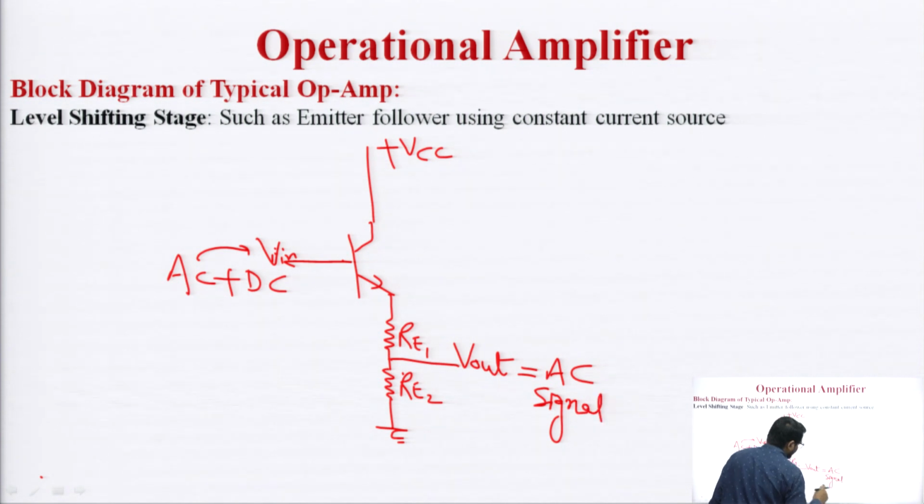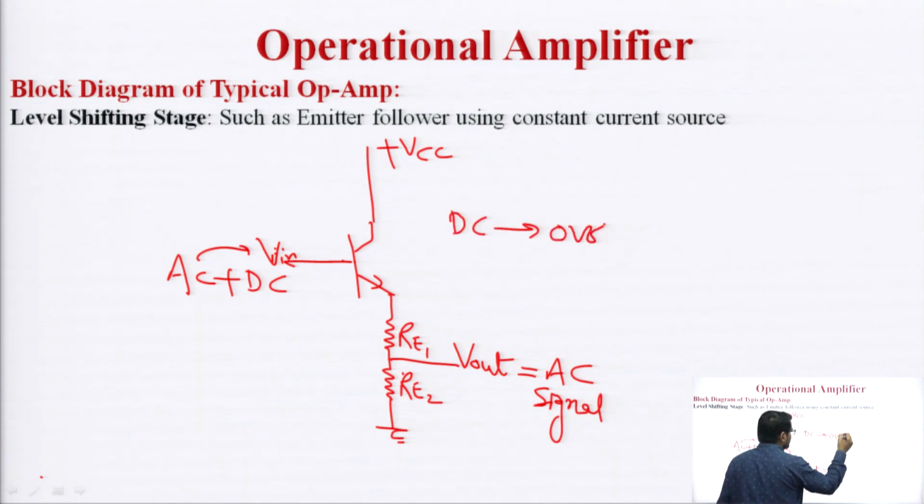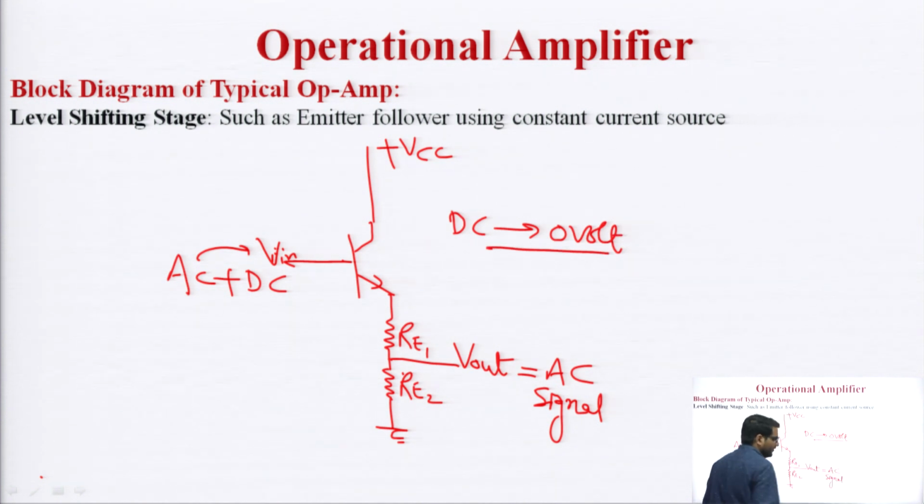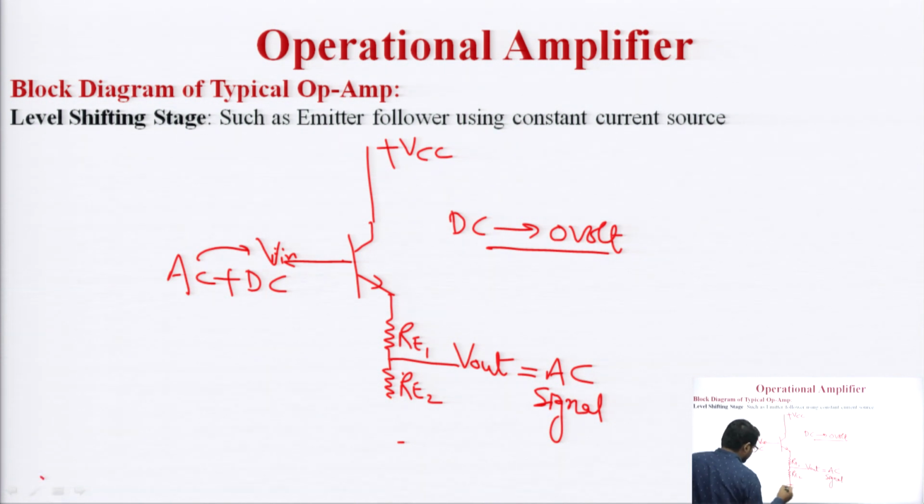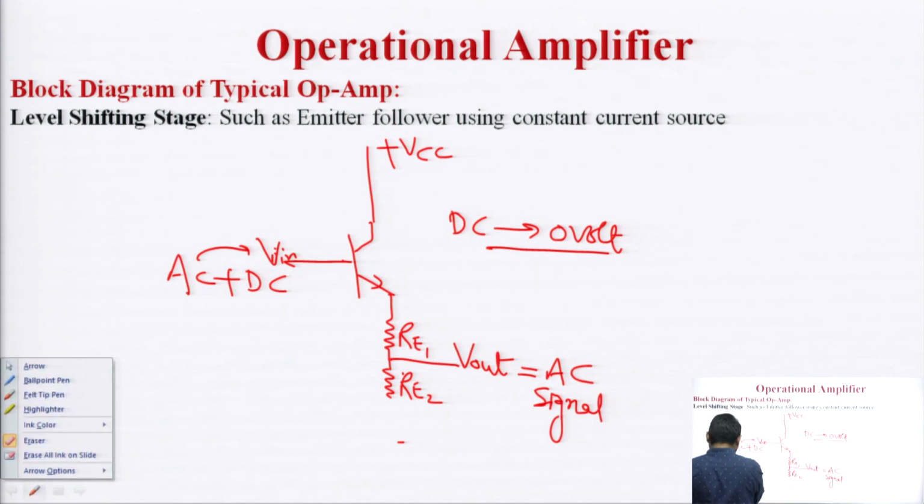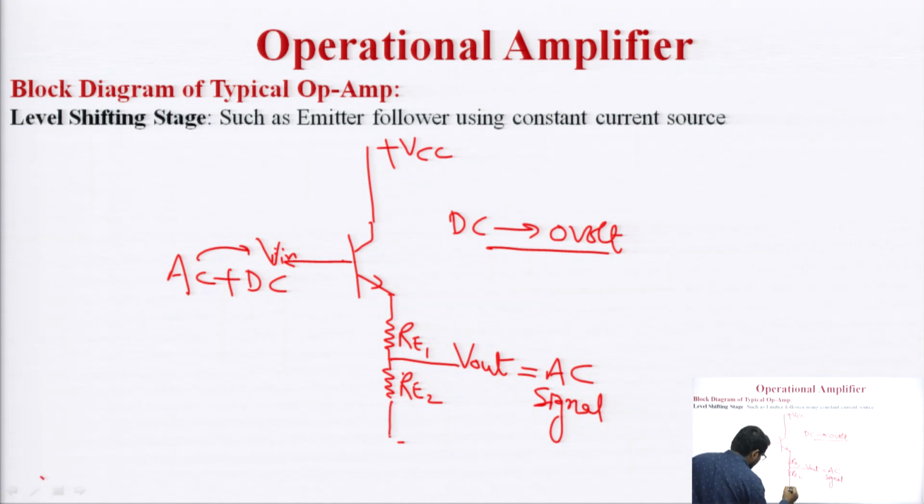The purpose of this circuit is to minimize the DC voltage up to the 0 level, to reduce the DC to 0 volt. So it is called a level translator or level shifting stage. And it is not 0 here, it is not ground, it is minus VEE.